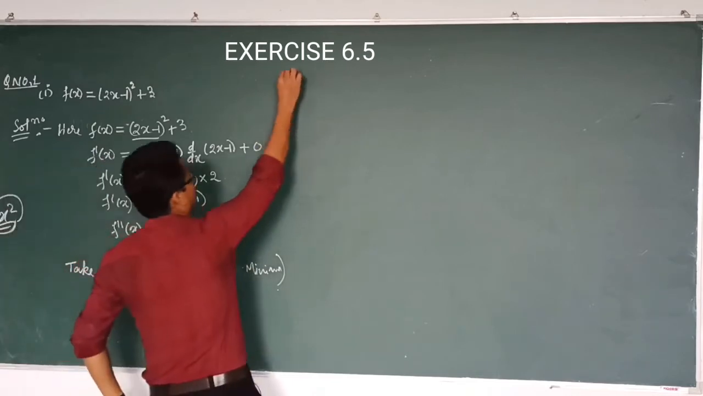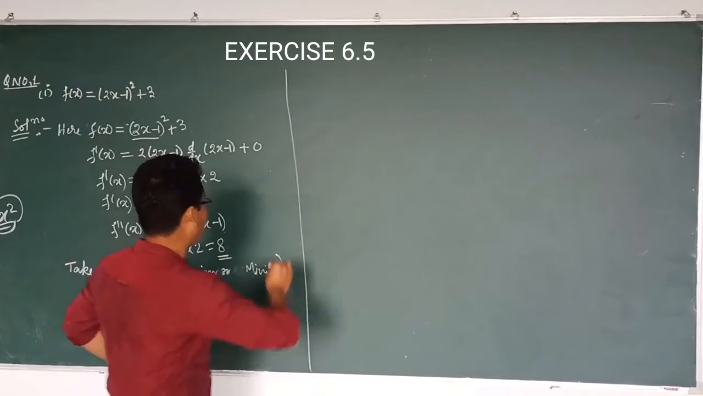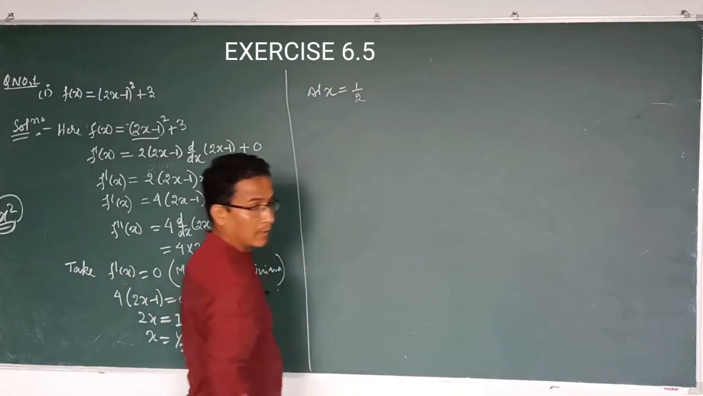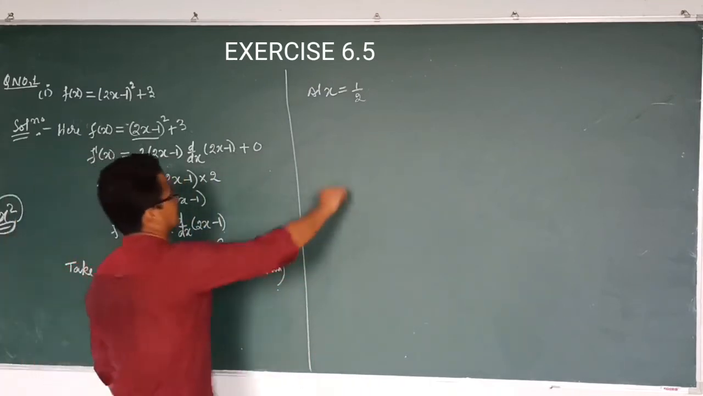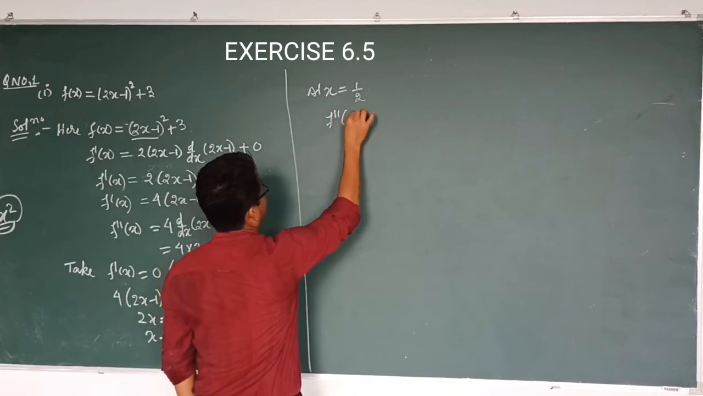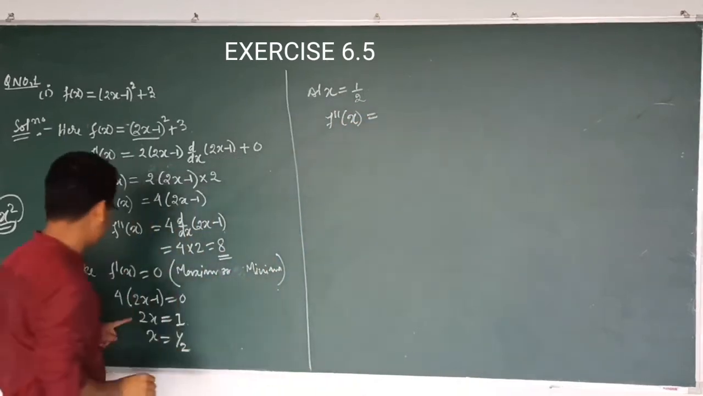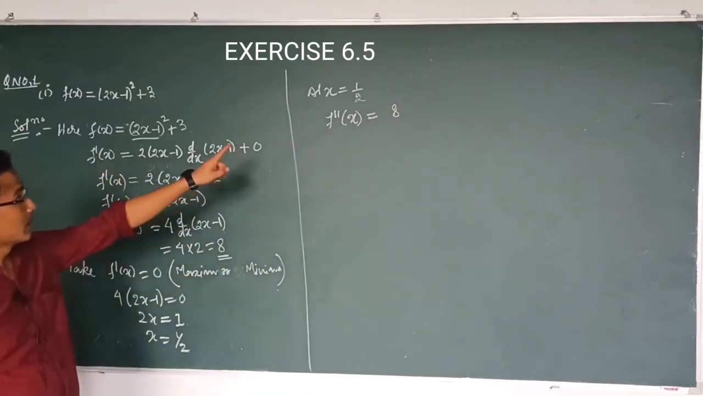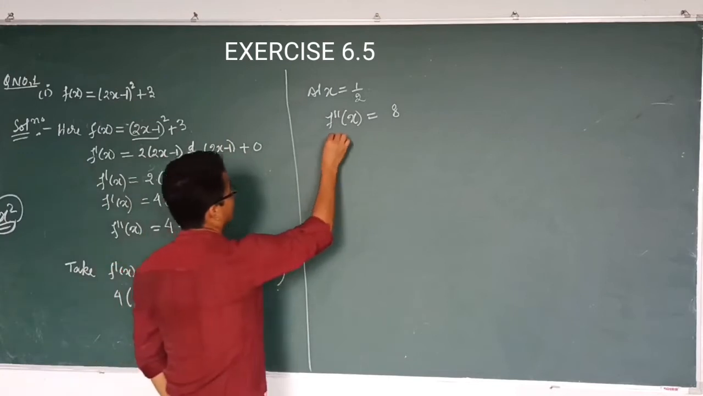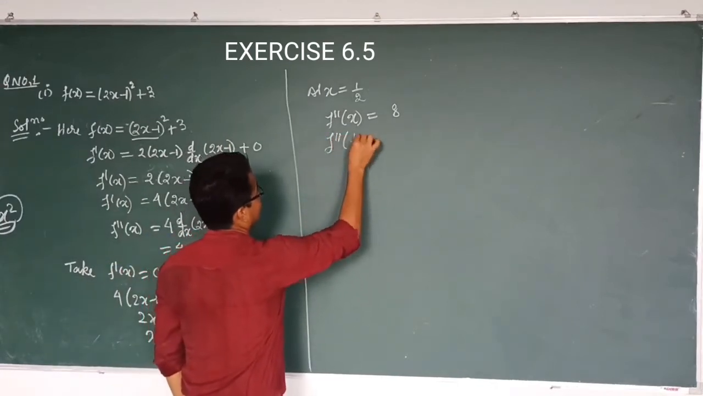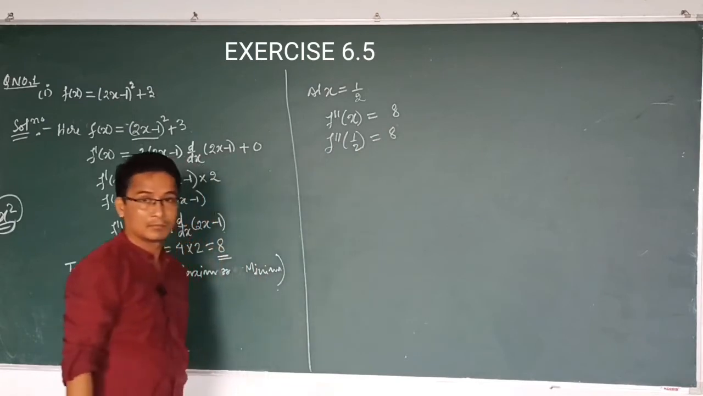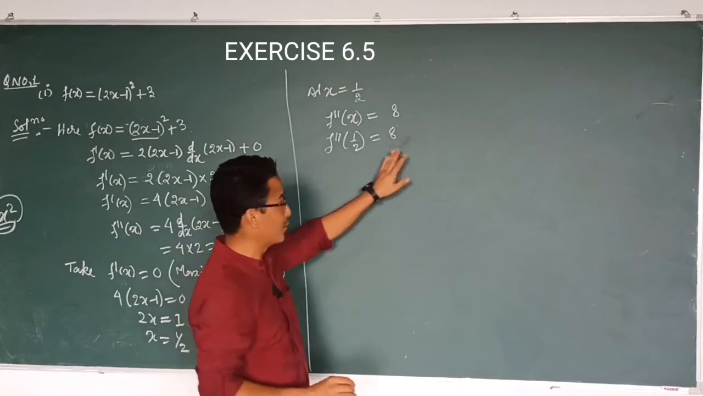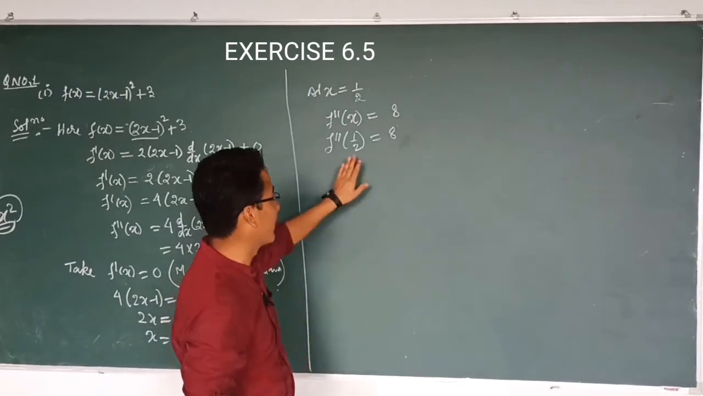Now at x equal to 1 by 2, we see what value f double dash x gives. This is 8 only. If I put the value 1 by 2 here, I will get 8. Why 8? Because there is no x in the expression, so I directly write 8.